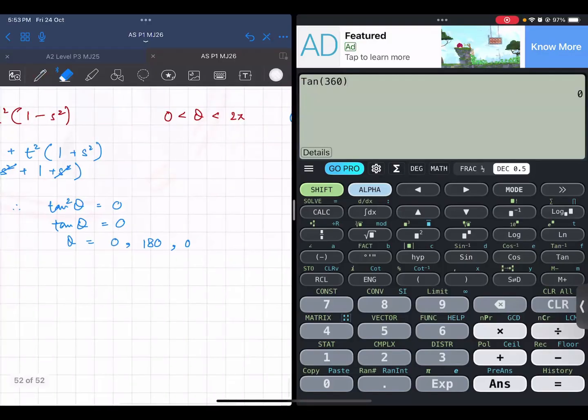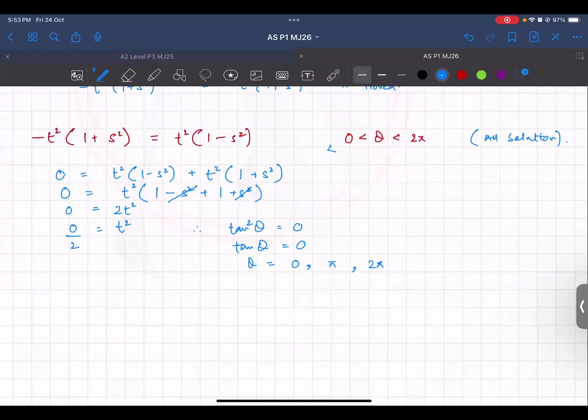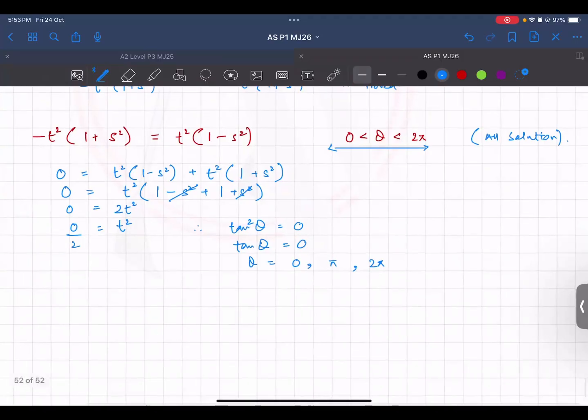Right now it is in radians, so it would be pi and 2 pi. But right now the region is between 0 and 2 pi. So 2 pi and 0 are not within the range. So the only solution is pi. This will be your answer.